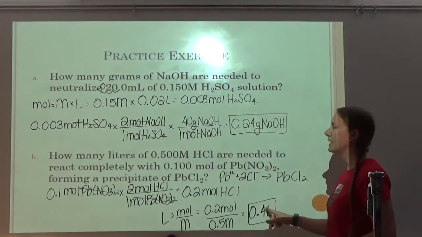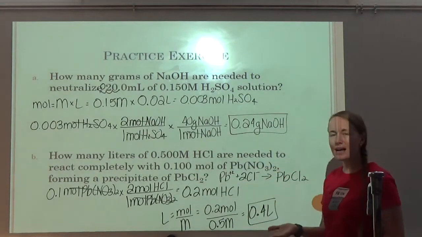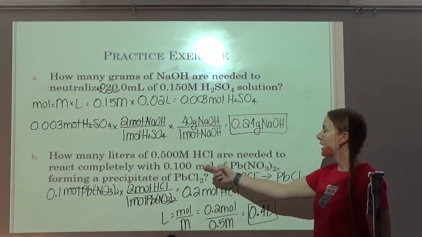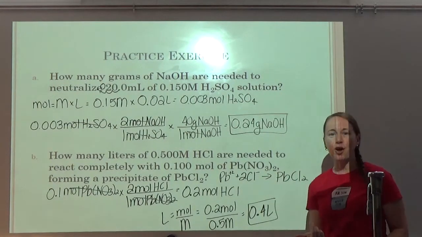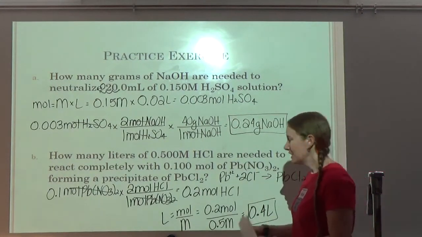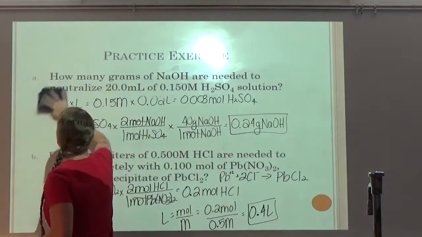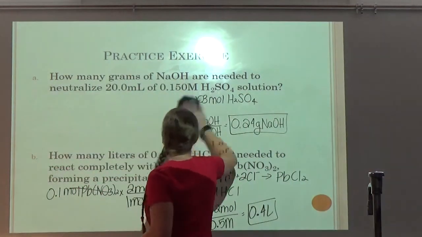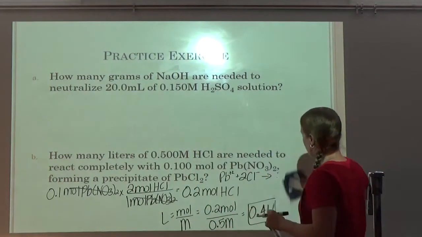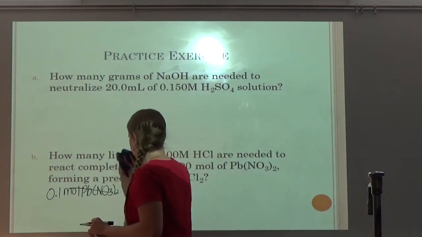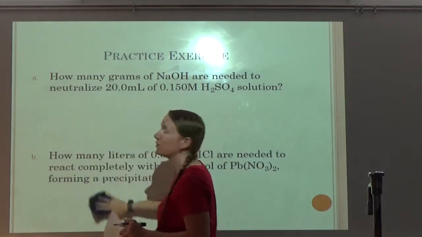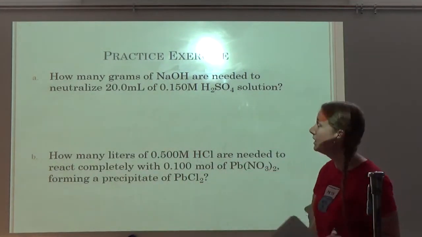So that's how many liters of this concentration of acid I would need to combine with 0.1 mole of lead-2 nitrate in order to precipitate all of the lead. Alright, so hopefully you got those right, and just notice that it doesn't matter if it's a neutralization reaction or a precipitate reaction. They both work the same way. You just got to figure out that mole ratio. If writing the reaction helps, write the reaction.